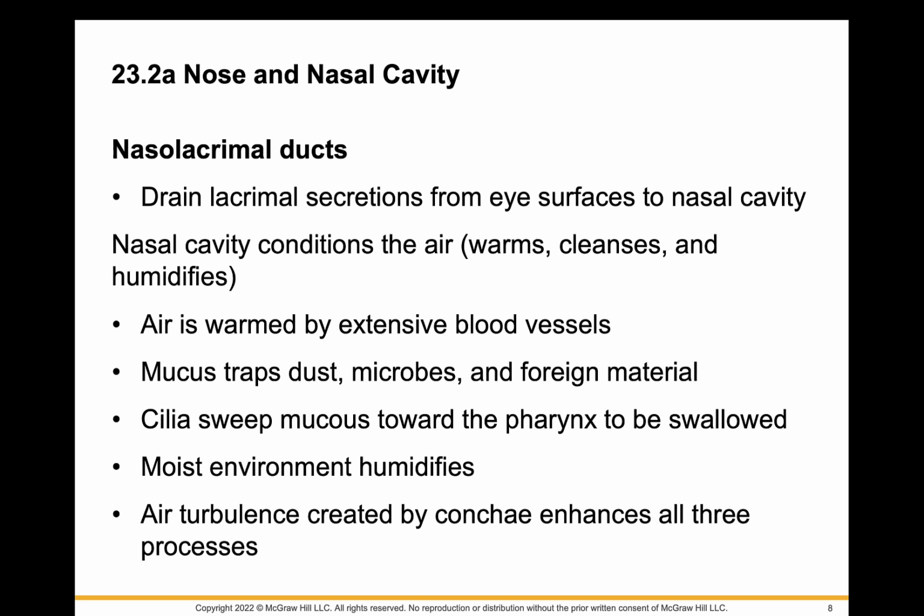So we'll see mucus trapping microbes and foreign material. The cilia will be sweeping mucus towards the pharynx to be swallowed. We have something we refer to as the mucus escalator, the movement of mucus and the particulates trapped in it so that we can expel them from our body. It also is a moist area, so that environment results in humidifying the air that we breathe. So a really important function is being carried out here by the nasal cavity, in particular the role of the concha.